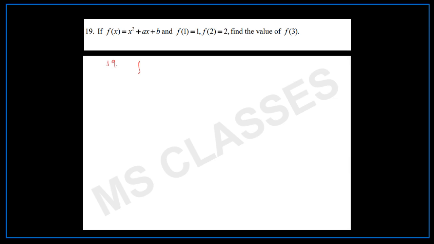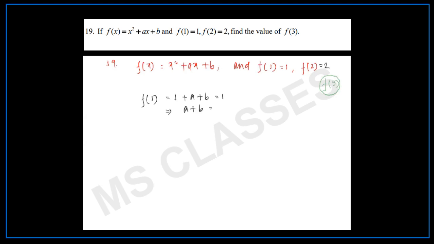f of x equals x square plus ax plus b, and given f of 1 equal to 1, f of 2 equal to 2, and we have to find the value of f of 3. So this is what we need to find. Then f of 1 means 1 plus a plus b, which is equal to 1, and this gives us a plus b equal to 0.